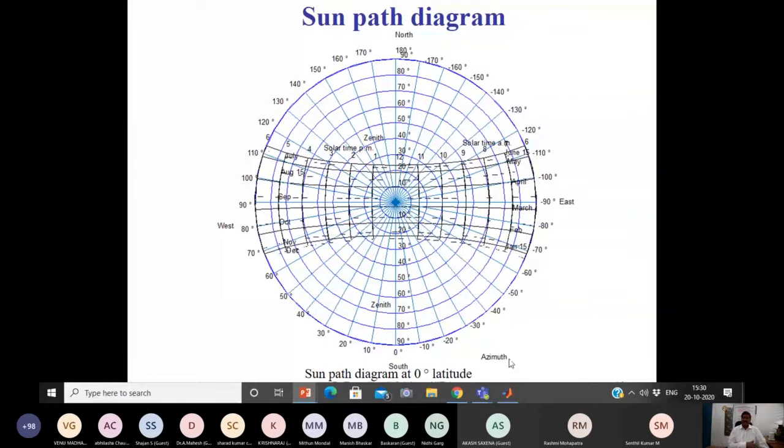The azimuth angle is a horizontal angle. The zenith is a vertical angle, the vertical angle to the sunbeam. So the sunbeam we are defining with two angles: one is the azimuth angle, the second is the zenith angle.